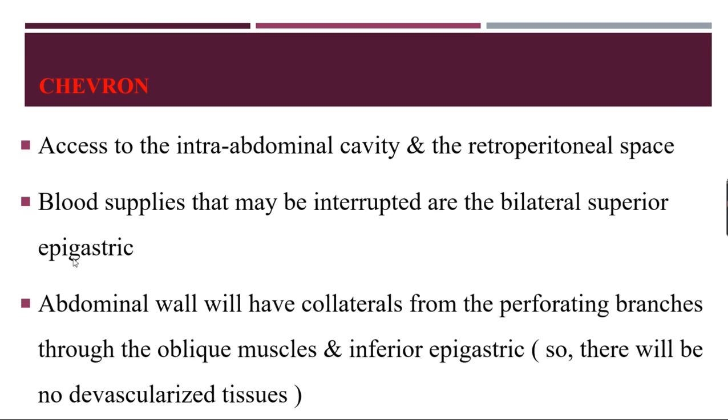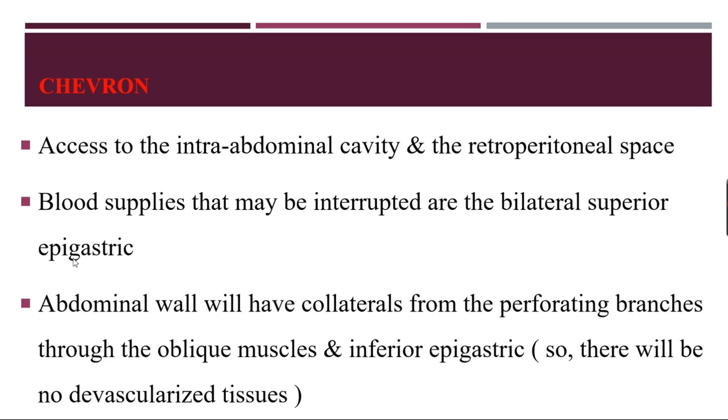This is another advantage. Through this chevron incision, simultaneously we have access to the intra-abdominal cavity as well as the retroperitoneal space. Blood supply is interrupted obviously, and the bilateral superior epigastric vessels are interrupted. The abdominal wall will have collaterals from the perforating branches through the oblique muscles and inferior epigastric. That's why even after giving a chevron incision, the patient will not have any devascularized flap or tissue, right?